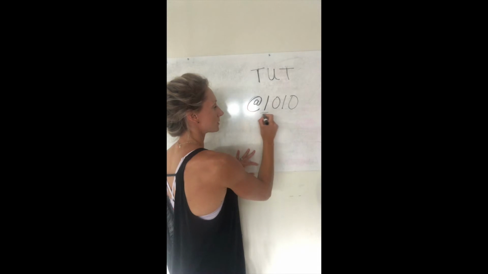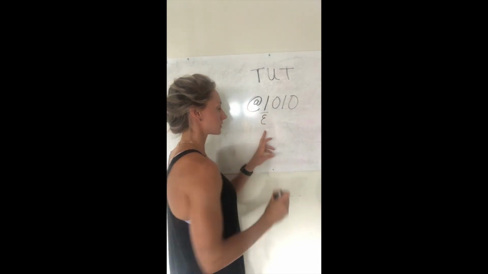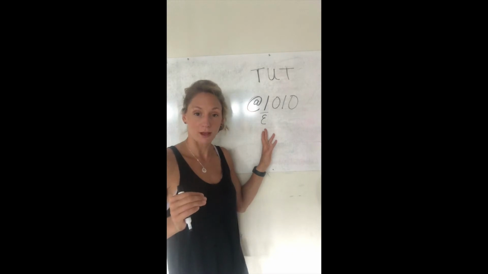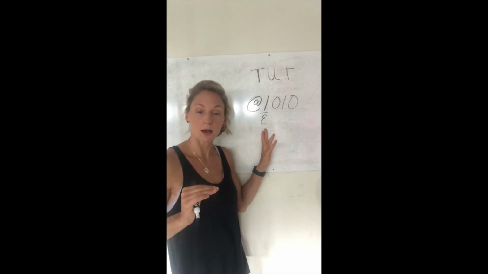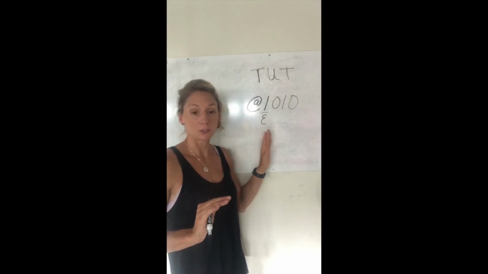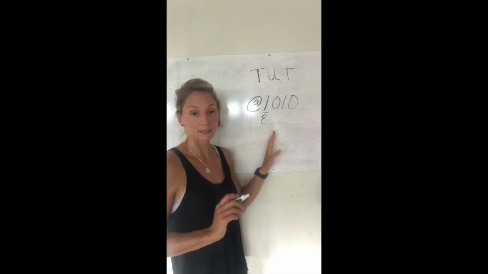The first number is always the eccentric portion. So I'm going to write E here for E. This is you going with gravity. So it doesn't matter if it's a squat or a push-up or a dip. You're going with gravity, meaning down. You're going to be using this first number, and that's in seconds.